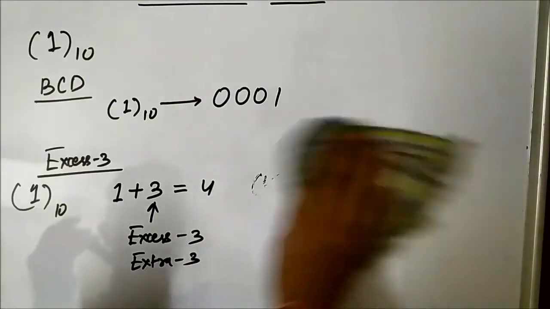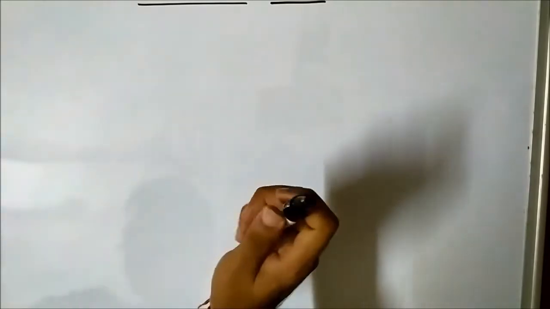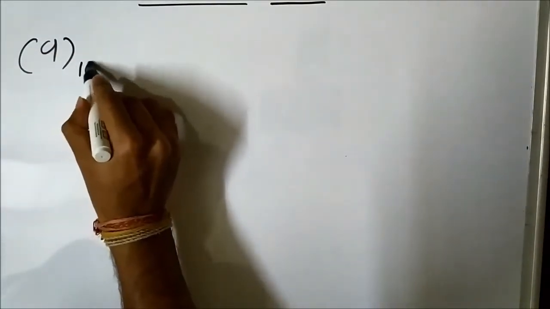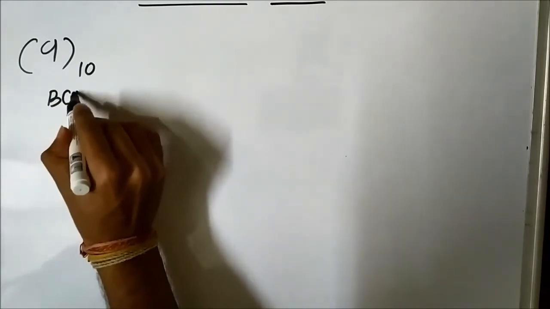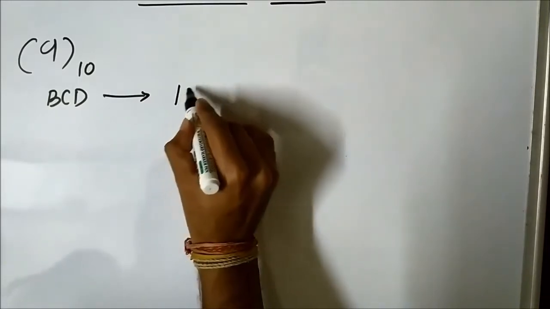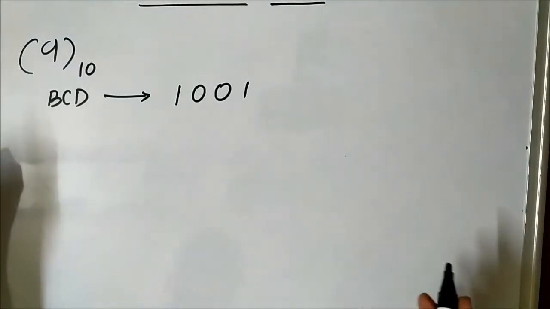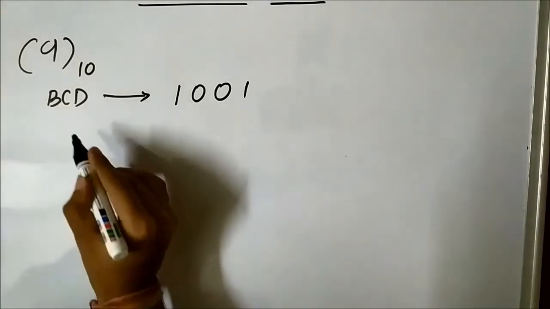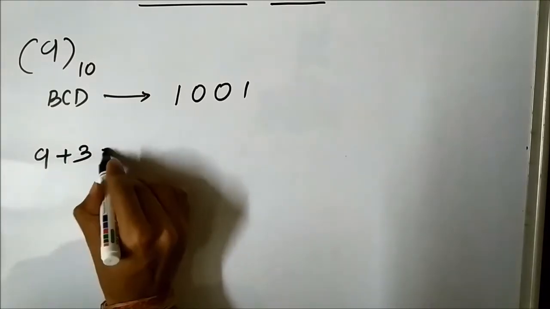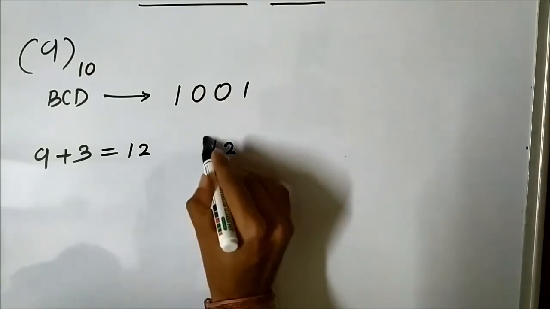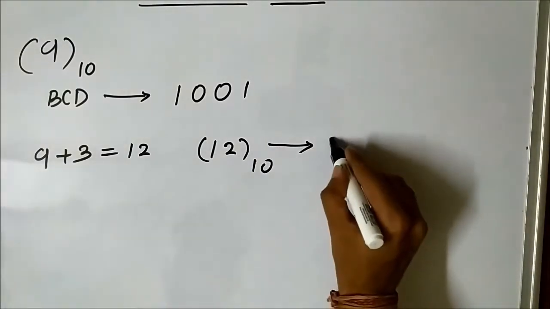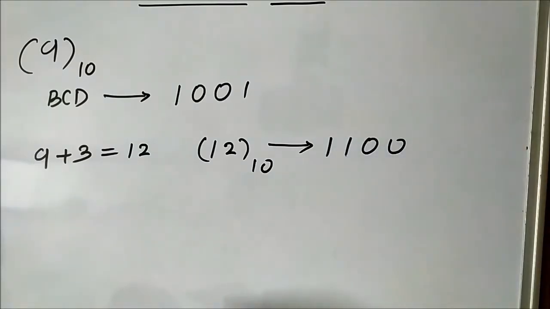Let us say we have another decimal number, 9. In the BCD coding system, we represent this decimal number 9 directly as 1001. But in excess 3, we add 3 to 9, the result which we get is 12, then we represent just 12 in 4-bit binary code, that is 1100.